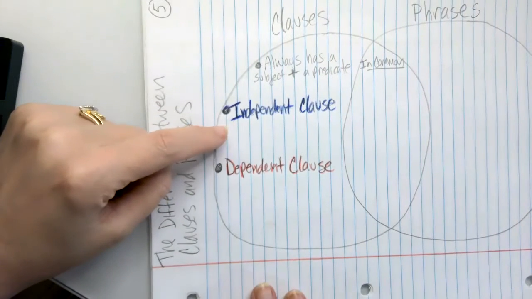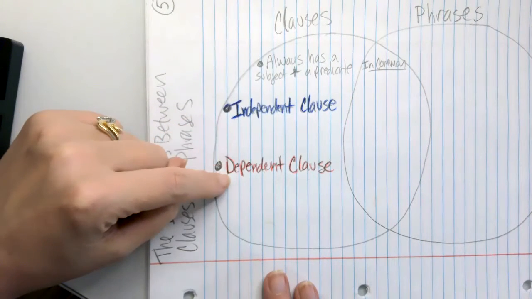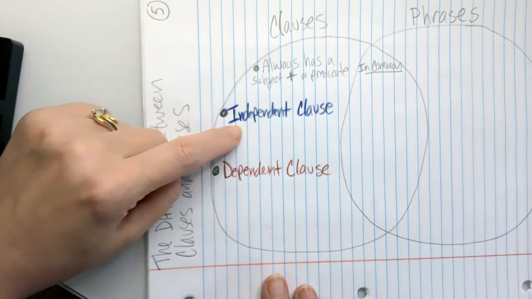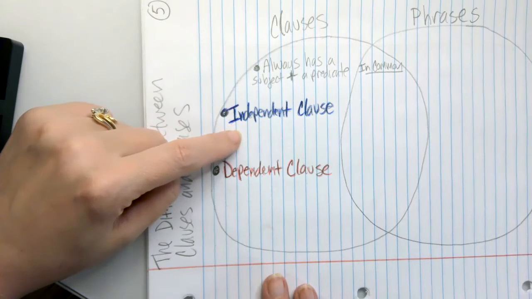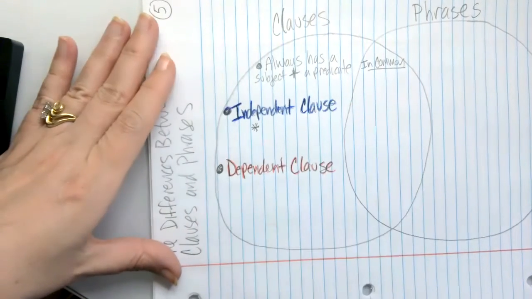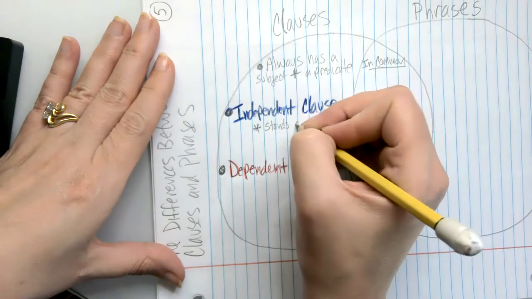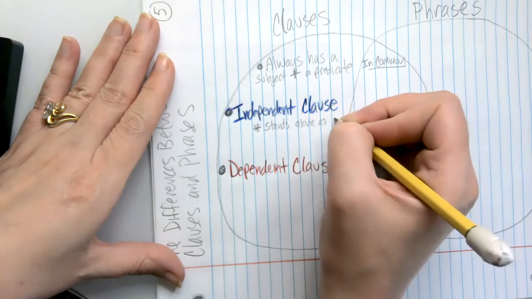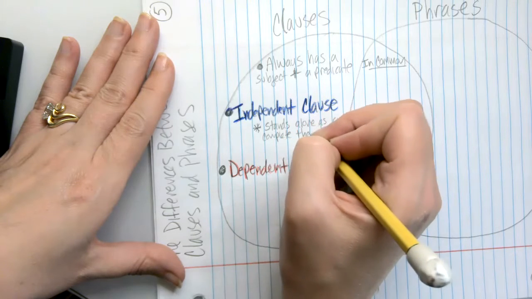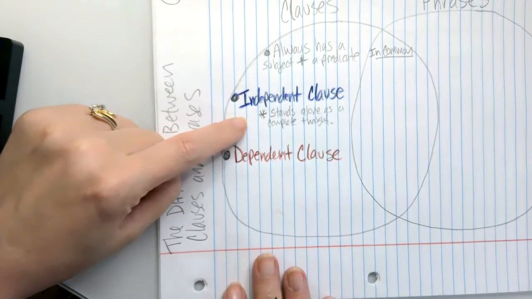Okay, so what makes an independent clause distinct from a dependent clause? Well, it's really simple. It's independent, so it stands alone as a complete thought. So I'm going to do a subset, and instead of a bullet point, I'm going to use an asterisk here, and write: stands alone as a complete thought. Okay, that's how we know something is an independent clause.